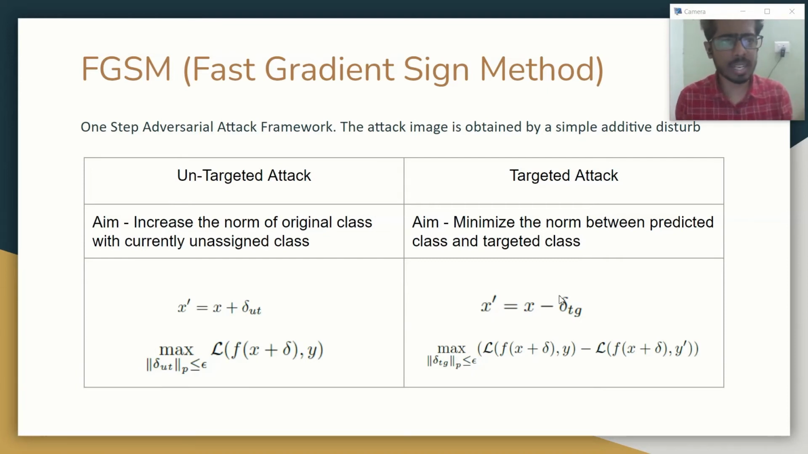And coming to the targeted attack, you do a similar thing. You want to maximize the loss between the predicted and the actual label. However, you want to parallelly reduce the loss between the predicted and the targeted label. So you're putting a lot of distance between the actual label and the predicted label, and you're also making the predicted label and the targeted label as close as possible. So two things at the same time.